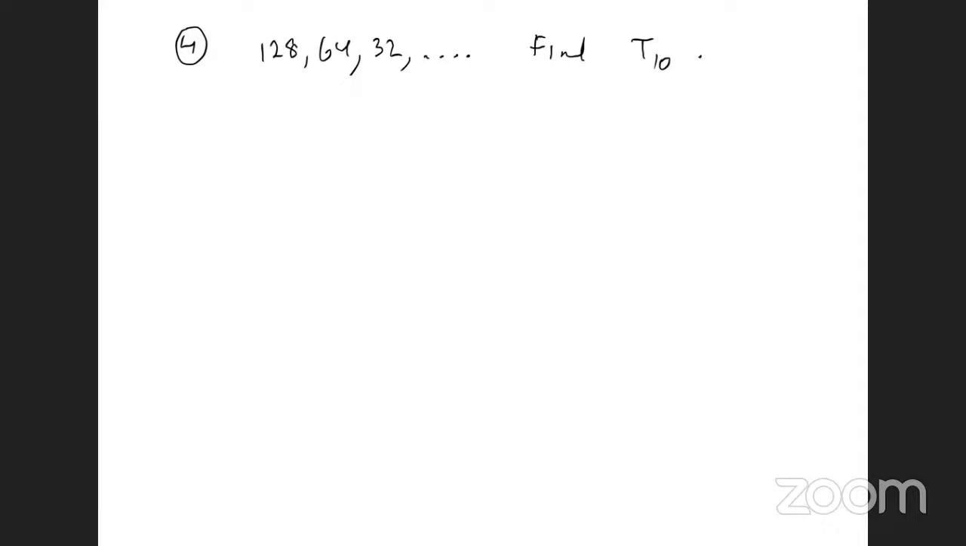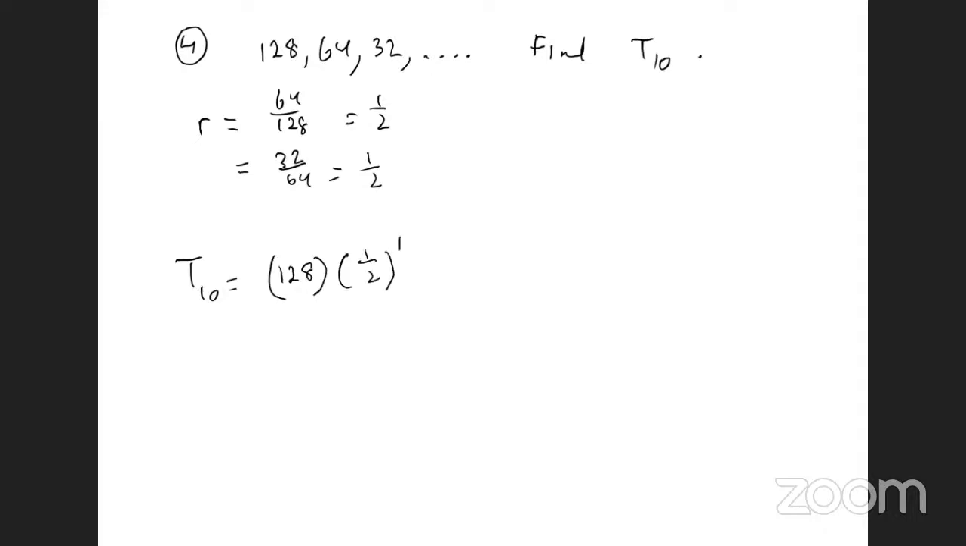What did you all get? AP or GP? What did you get, Elizabeth? Elizabeth said GP. Correct? Let's make sure of R. 64 divided by 128 looks like a half. Then check it again: 32 divided by 64 is a half. Now to find the 10th term will be A times R to the n minus 1. So that's 128 times a half to the power of 9.